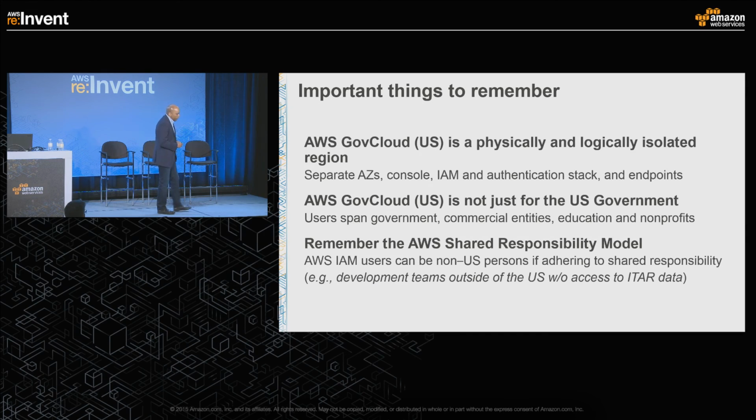Then we just want to reiterate the AWS shared responsibility model. That still applies to GovCloud. While we offer certain compliance and regulatory features, it is still the customer's responsibility from the application layer up. So although the region itself is ITAR compliant and has HIPAA and FedRAMP, it's still the customer's responsibility to ensure that they are controlling access to their applications and data hosted in the region.